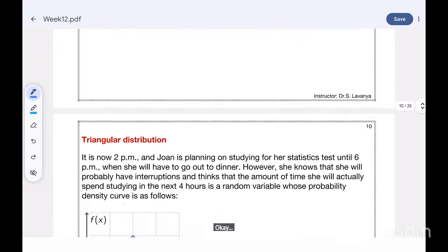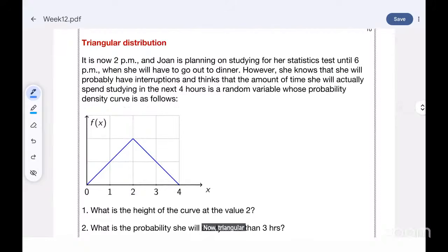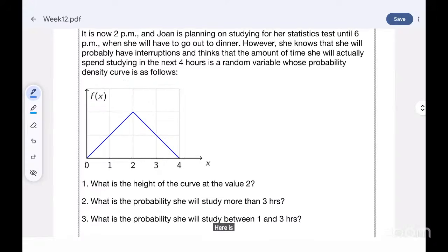Okay. So this is now triangular distribution. For this triangular distribution, here is the example we have. Assume that now it is 2 p.m. and John is planning on studying for her statistics test until 6 p.m. when she will have to go out for dinner. Let's say she knows how the interruptions are going to be there, and this is the curve for her study pattern for the next 4 hours. Does anyone really do such things? Study pattern, draw a graph. Okay, just for the purpose of having an example, we are having this.